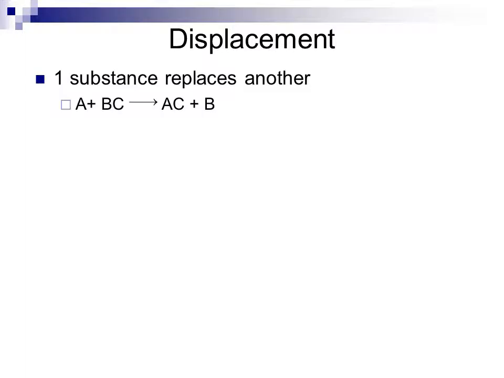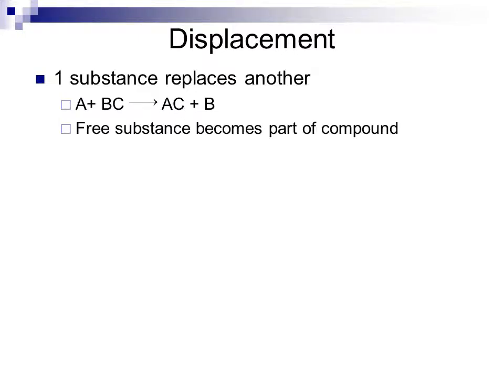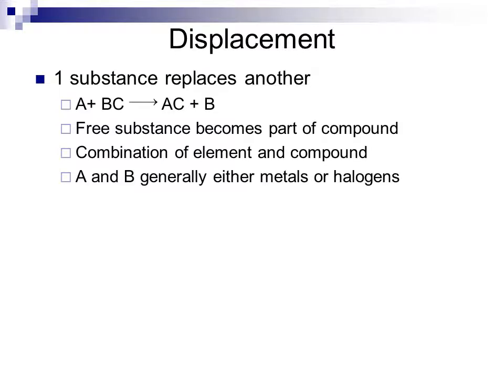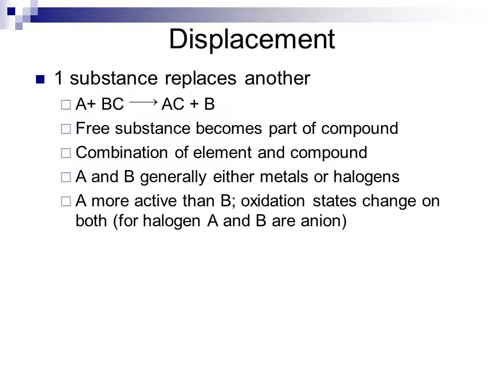Now, a displacement reaction is a reaction in which one thing takes the place of another, replaces it. In the generic formula A plus BC yields AC plus B, you see A and B switch places, where A is now partnered with C on the right-hand side, and B is by itself. In these sort of reactions, a free substance becomes part of a compound. This is usually the combination of an element and a compound, and A and B are generally either metals or halogens. A is the more active of the two versus B.